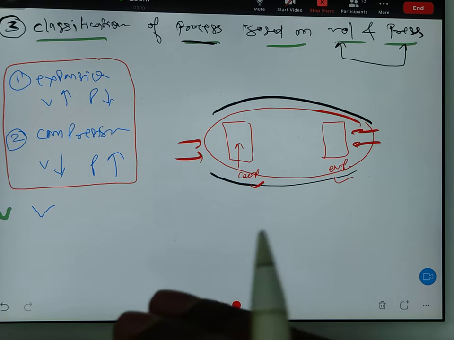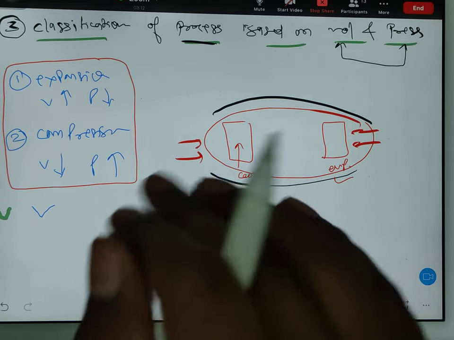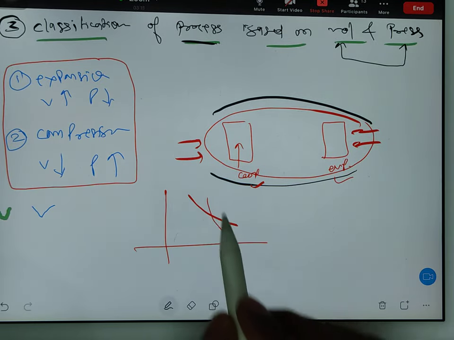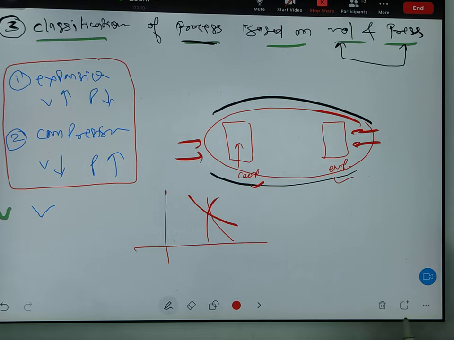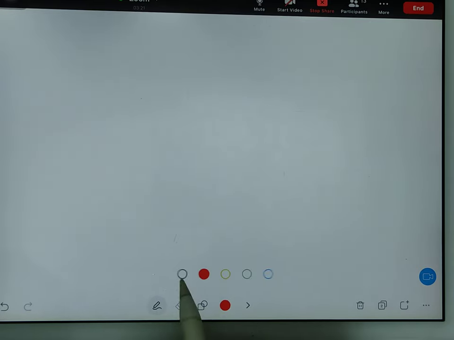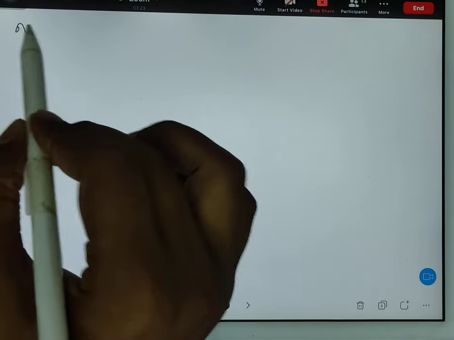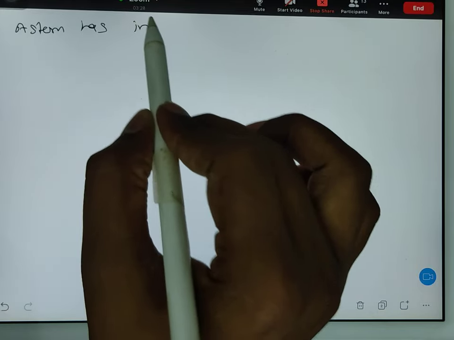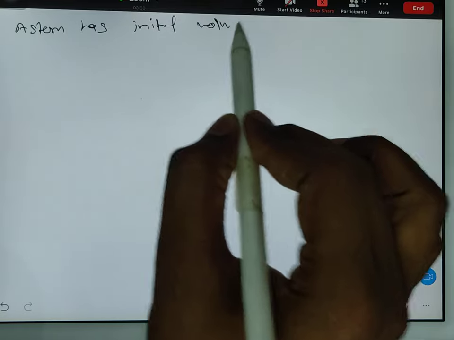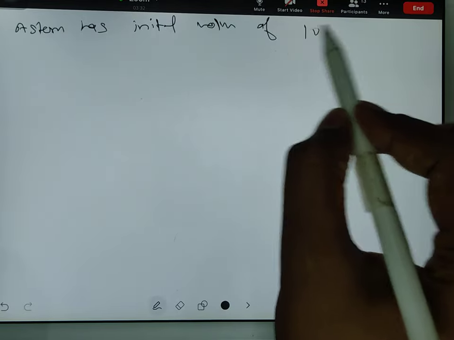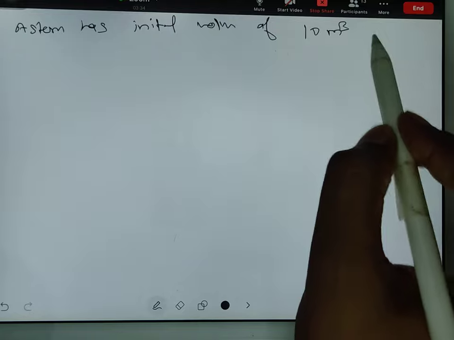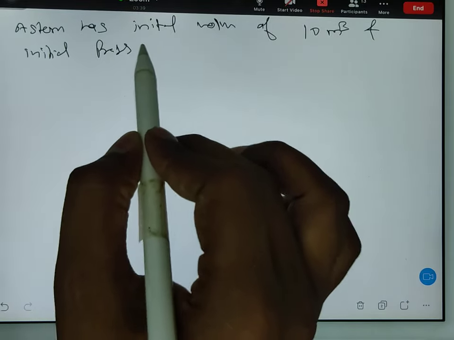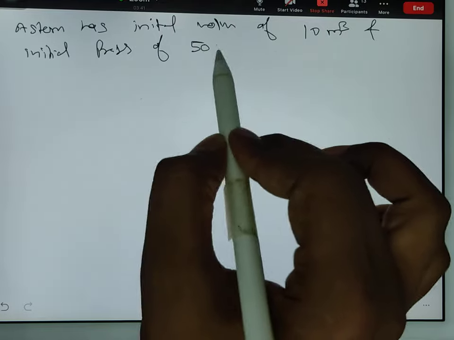Now, before going to energy, I want to ask one question based on the previous graph, whatever graph we have done. So I'm changing the page for the question. Suppose I'm giving a question. A system has an initial volume of 10 meter cube and an initial pressure of 50 Pascal.